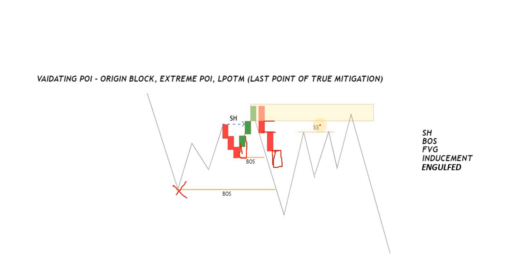And talking about if it has not been fully mitigated before, that is when we start talking about the last point of true mitigation. If it has not been mitigated, it means that price will likely in future come and totally mitigate it, and then we can start talking about the last point of true mitigation for price to come, take it out and break the structure to the downside.